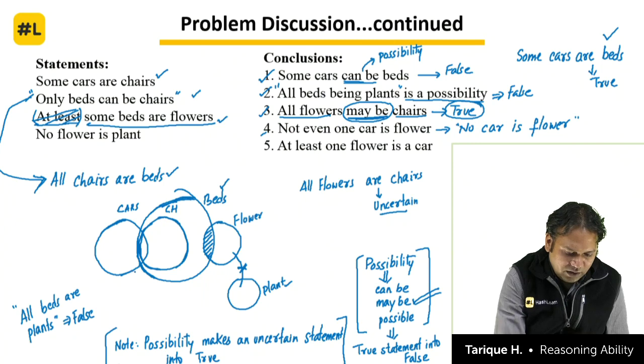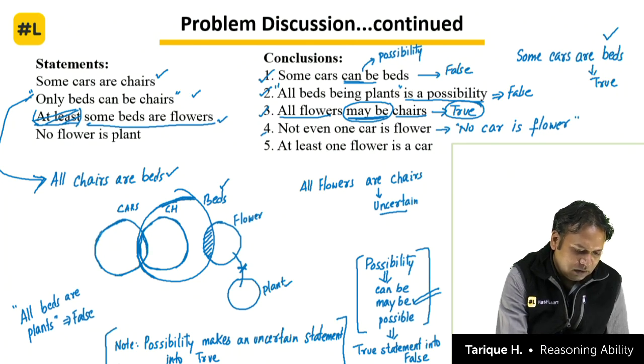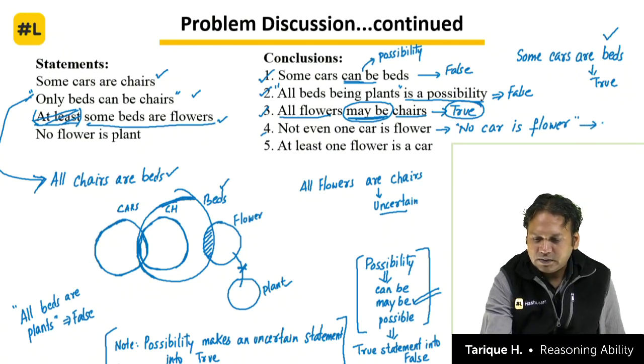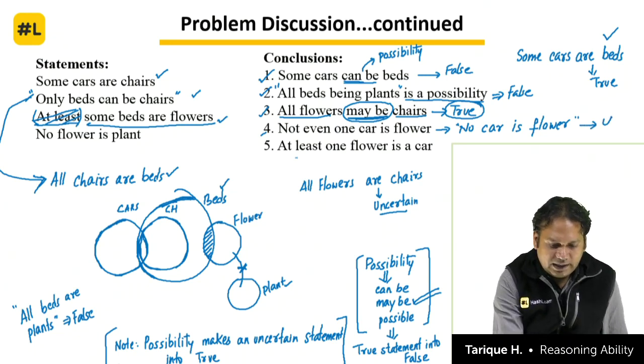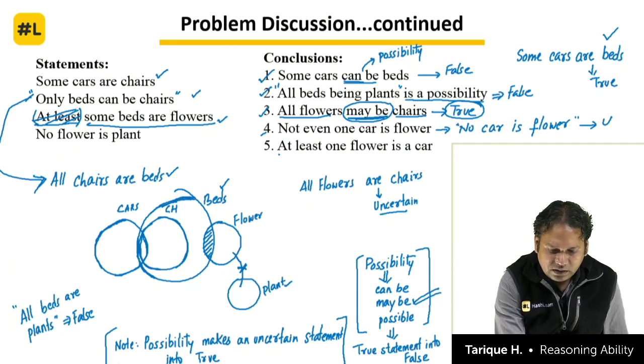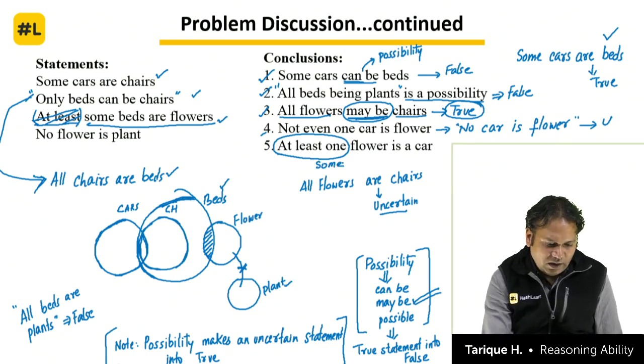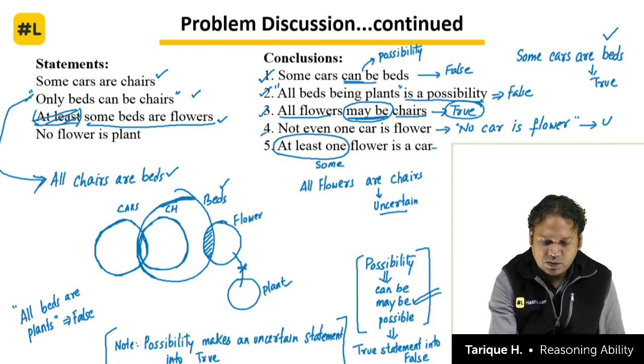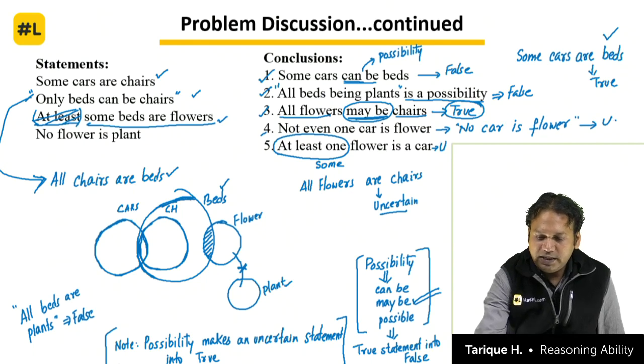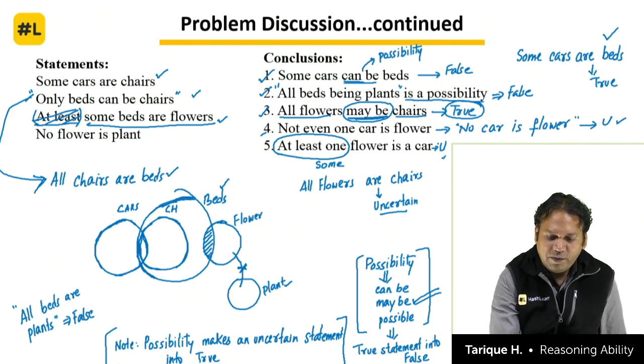Here we have car. Here we have flower. You see, car and flower circles are not overlapping, but will they overlap or not overlap? We don't have any clarity. So we'll say this is uncertain. Now at least one flower is car basically converts into some flowers are cars. You see here again, flower circle and car circle don't overlap, we have no clarity on them, so this statement is also uncertain.